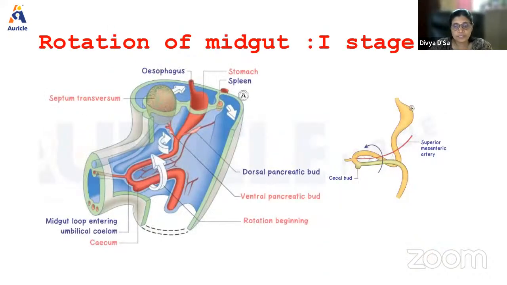Now in the first stage of rotation, what happens? Once it forms the loop, above is the pre-arterial and below is the post-arterial segment. It comes out and undergoes the first rotation, anti-clockwise by 90 degrees. The pre-arterial segment will lie on the right side and the post-arterial on the left side. At the junction of the pre-arterial and post-arterial parts, it gives a bud known as the cecal bud.